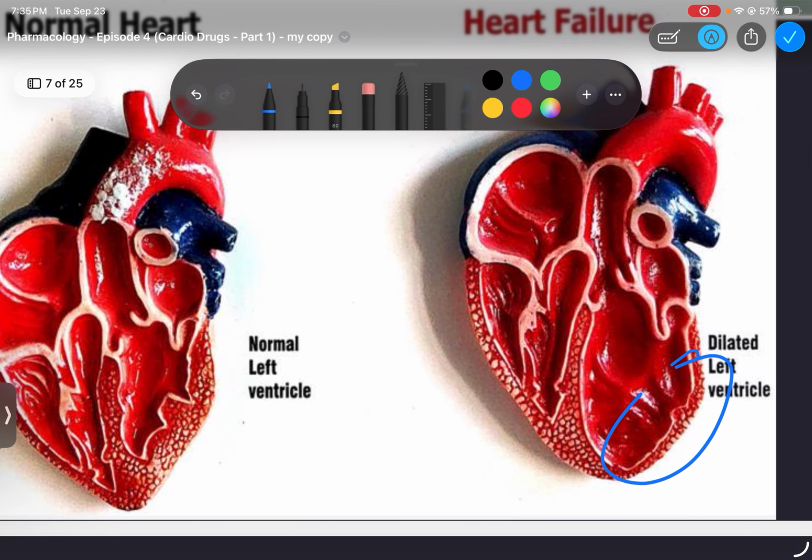Now, the problem there is this. If the walls are thinned, then the walls or the ventricles are weakened. Okay, weakened na sila, class. And if they are weakened, class, then the contractions are weak. Contractions are weak, no? The problem there is this.